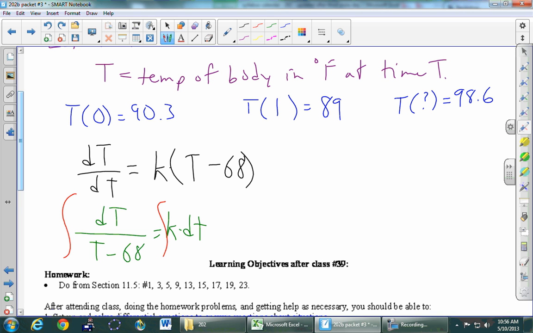And I like that because now it looks standard, right? It's got an integral and it's got a d whatever. Okay, let's keep going here.